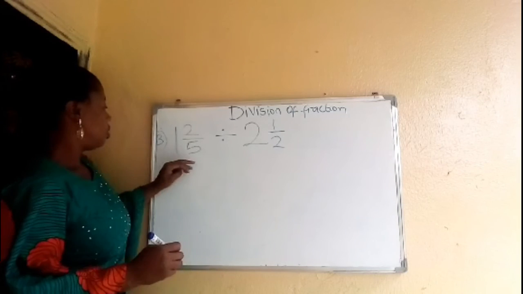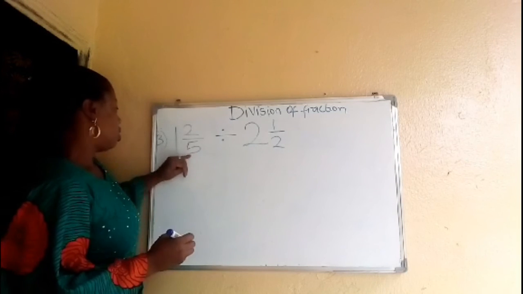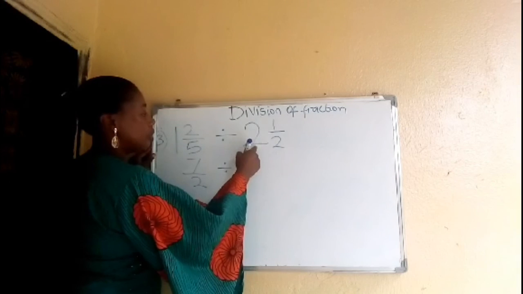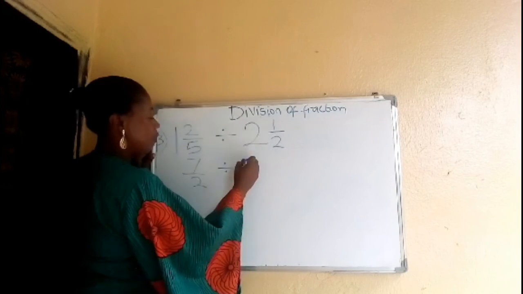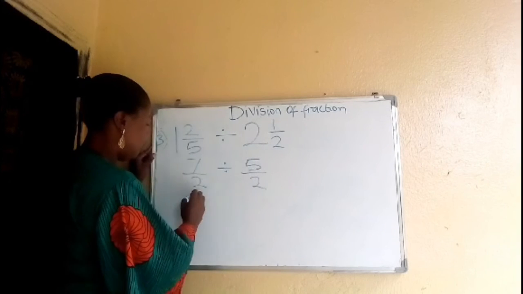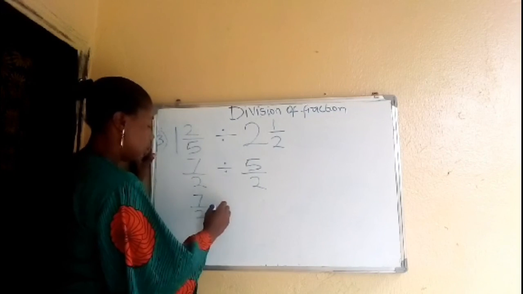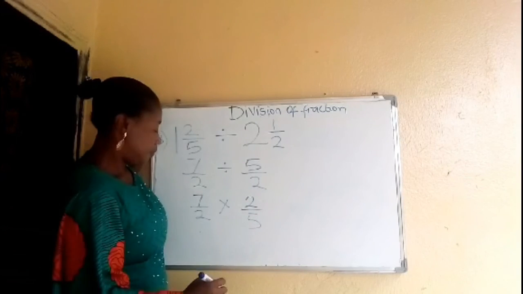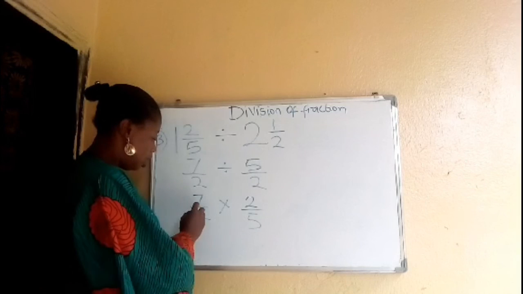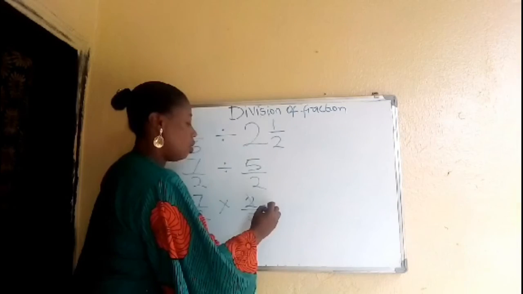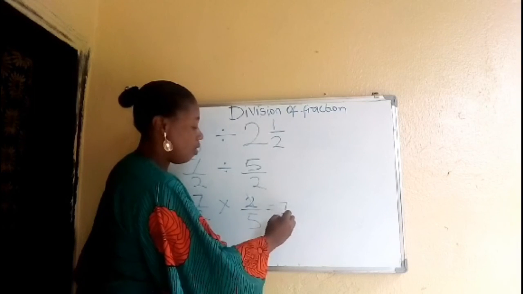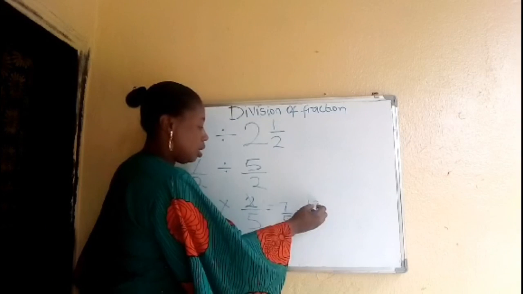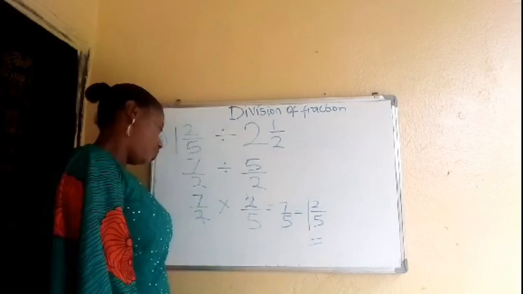Okay, the third question, we change this to a mixed fraction. This is 7 over 2 divided by 2 times 2 is 4, 5 over 2. And then 7 over 2, change that to times, you turn it, 2 over 5. So, these 2 cancel these 2. You are left with 7 over 5. How many 5 is in 7? It's 1. Then 2 over 5.